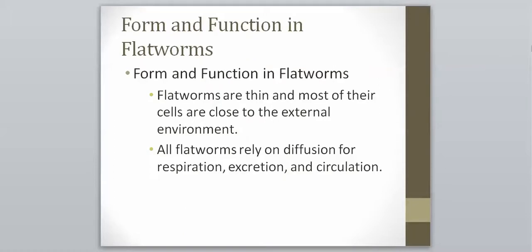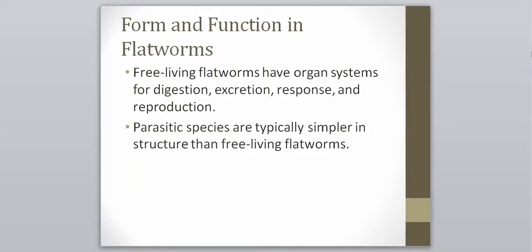And now, form and function in flatworms. Flatworms are thin, and most of their cells are close to the external environment, and therefore they're going to rely on diffusion for respiration, excretion, and circulation. Since all their cells are close to the outside, their waste and their water and a lot of other things are going to pass simply right through into their cells from an area of high concentration to an area of low concentration. So diffusion plays a big role with the flatworms.